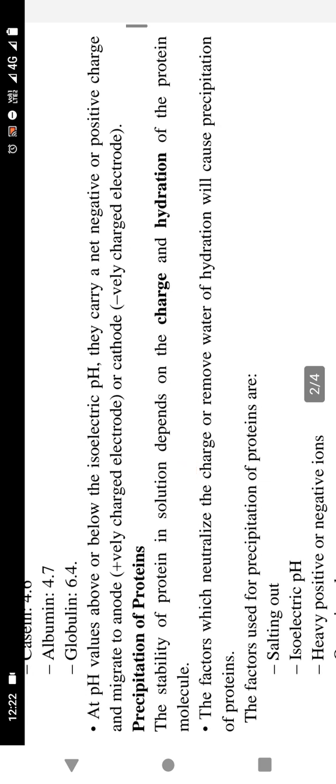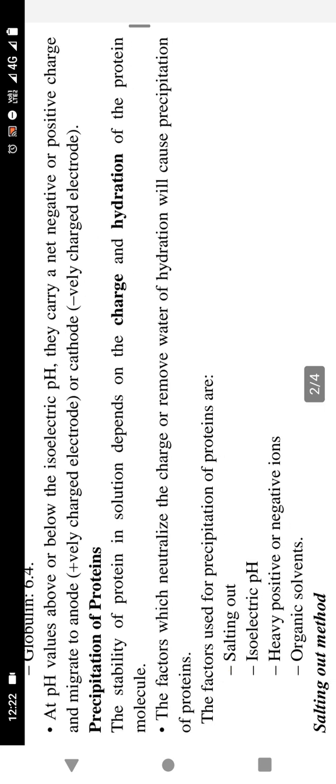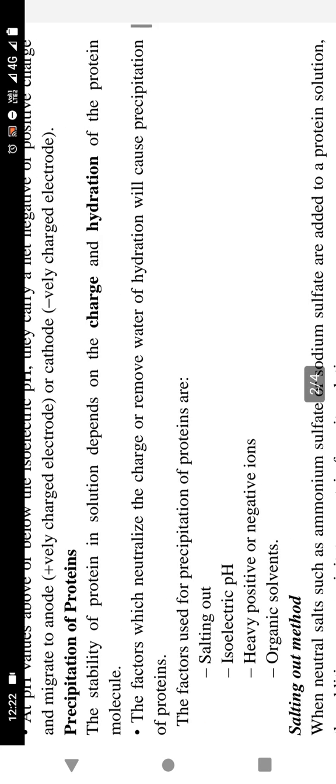The stability of protein in solution depends on the charge and hydration of the protein molecule. Factors which neutralize the charge or remove the water of hydration will cause precipitation of protein. Many factors can precipitate proteins for estimation and diagnostic purposes. These are as follows. First, the salting out method, in which various salts are used to precipitate the protein.